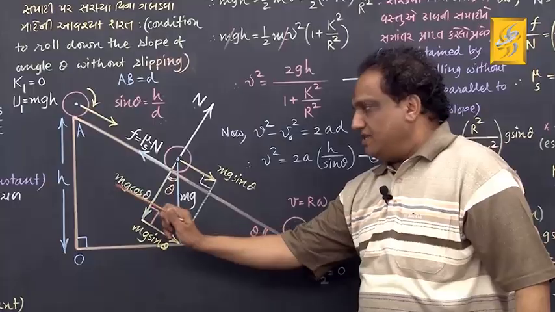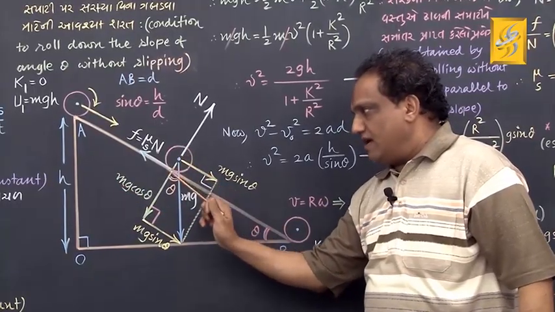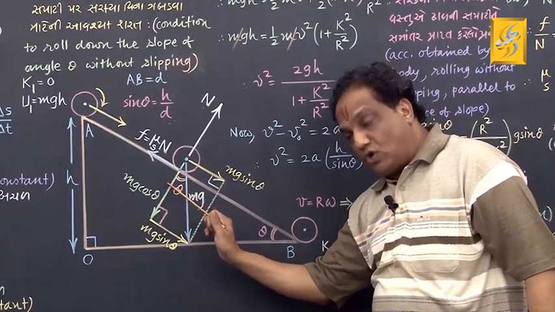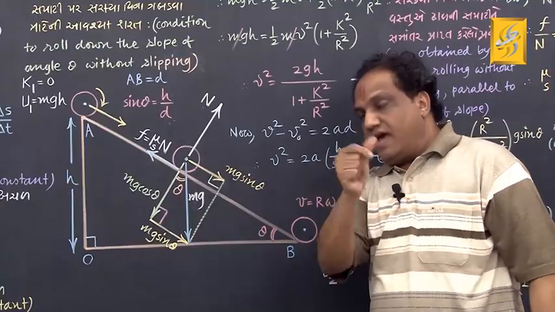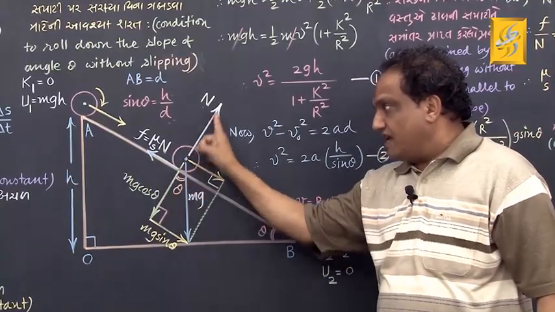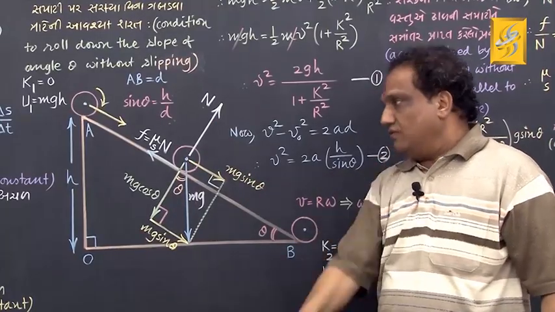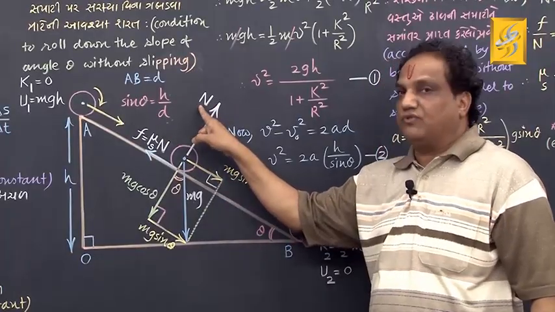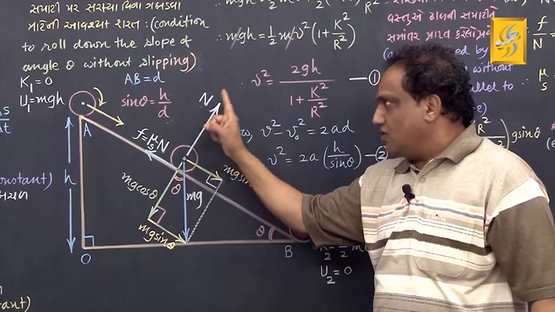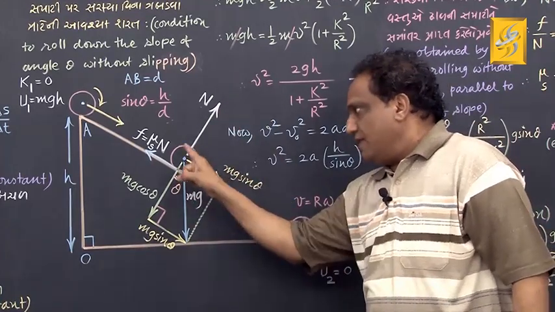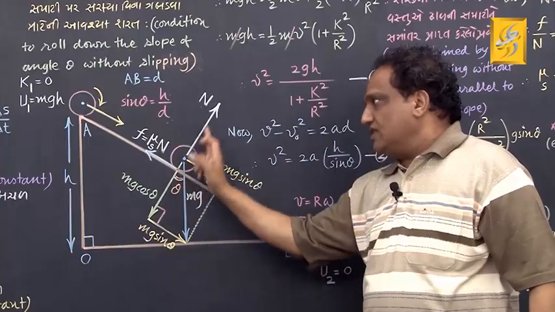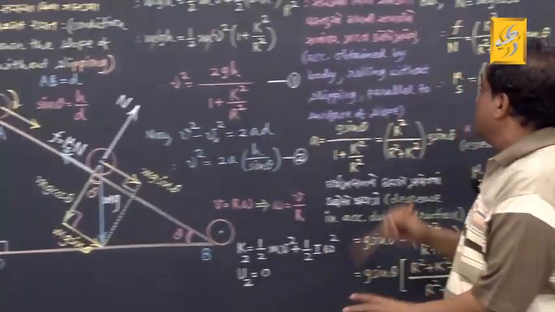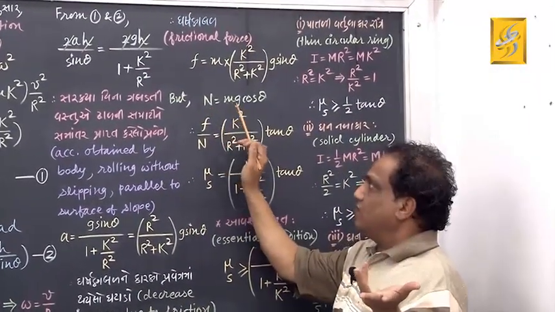And now tell me, mg cos theta is the force of action provided by this rolling body onto the surface of the slope, in a direction perpendicular to the surface of the slope. Then this surface will provide a force of reaction in just the opposite direction. The force of reaction provided onto the body in a direction perpendicular to the contact surface is called the normal force. So right now this is the normal force, and along this axis the body remains in equilibrium. So N must be equal to mg cos theta. We know from the first semester also that N equals mg cos theta.